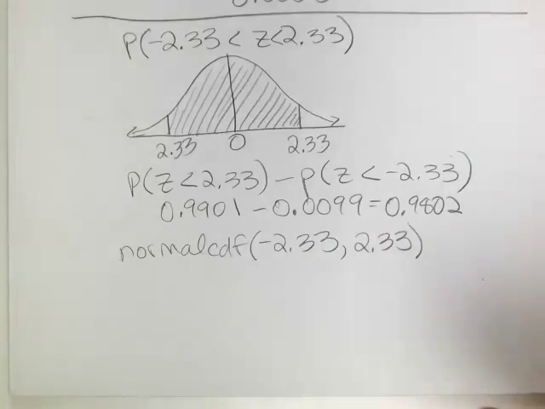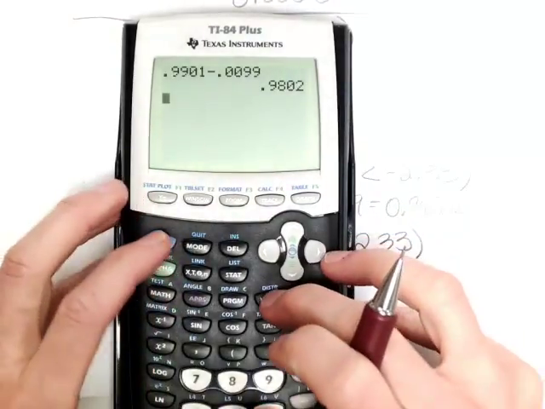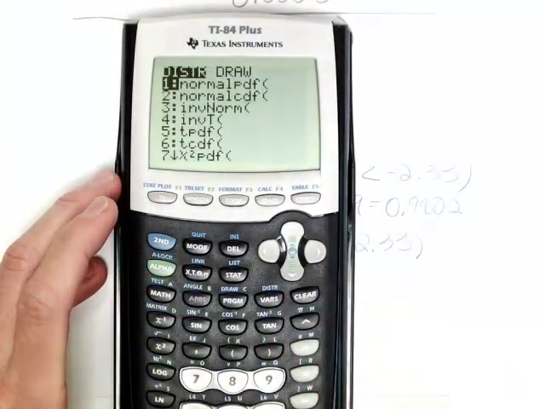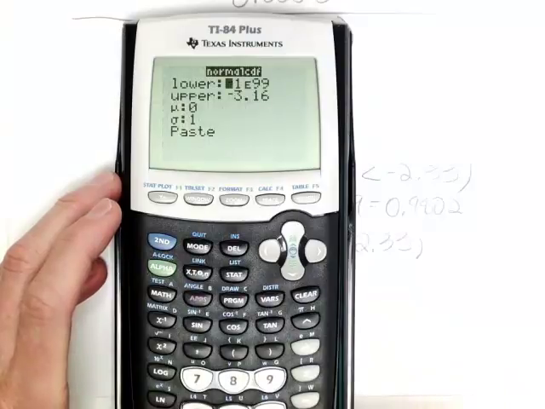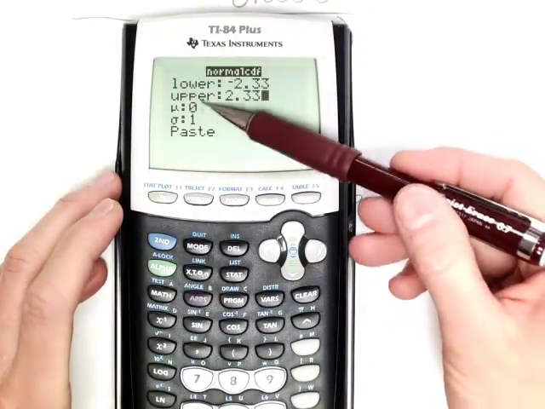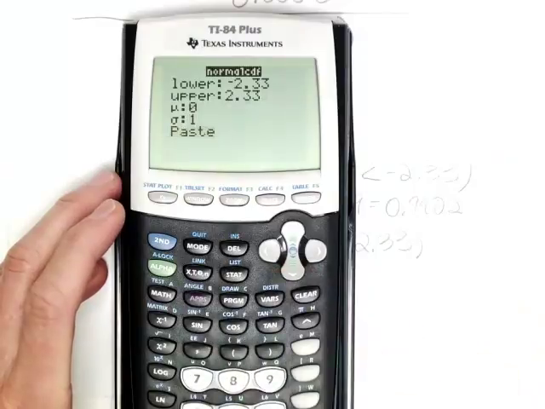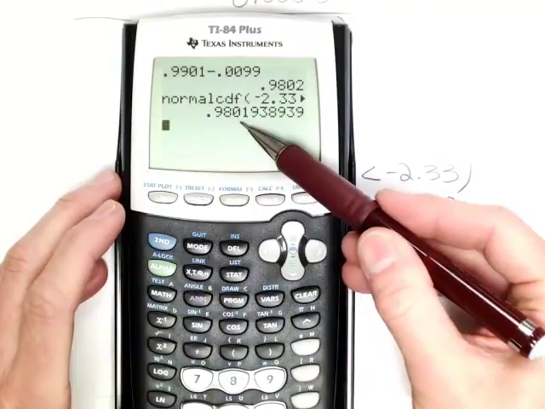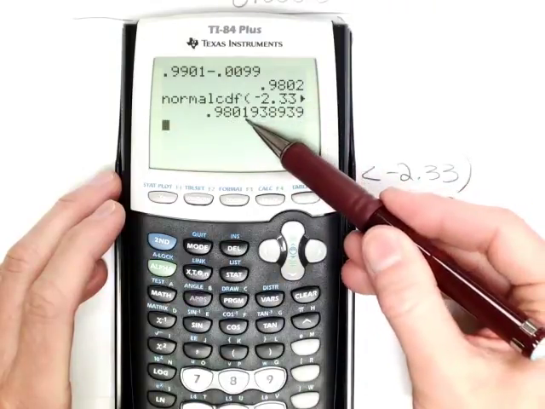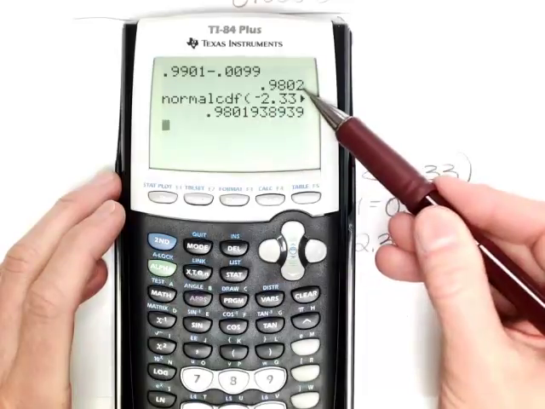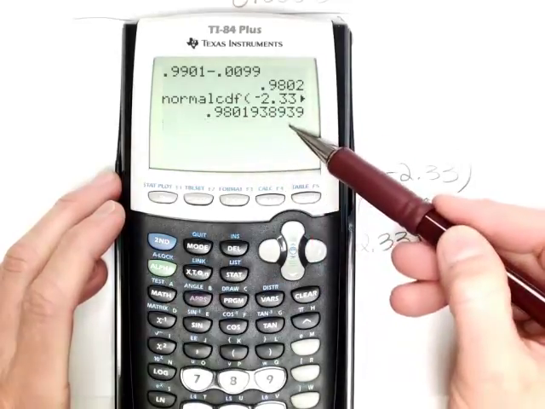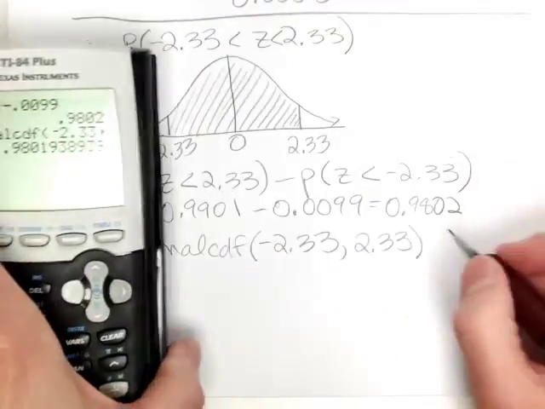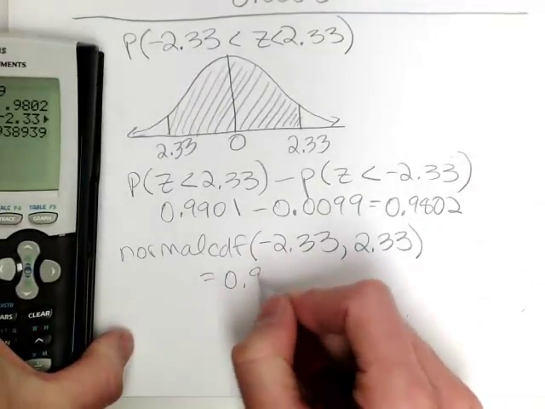Okay, on the newer calculator, I'm going to go to my distribution menu and choose normal CDF, change my lower bound to negative 2.33, my upper bound to positive 2.33. And again, I can leave my mu and sigma alone. Paste. Okay, so I have 0.980, and then if I round to the fourth decimal place, I get the same thing that I got using the table, but this is carried out a bit further. Okay, so I get about the same thing. Okay, so 0.9802.